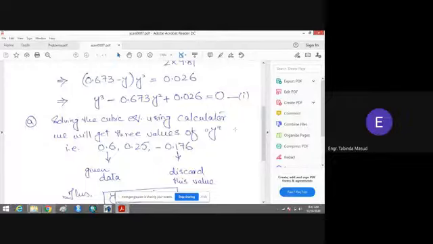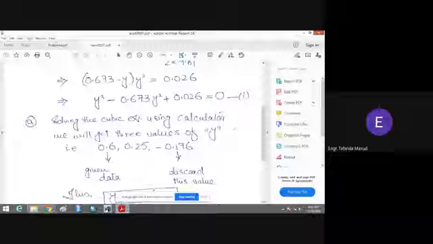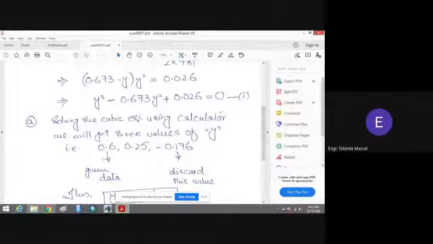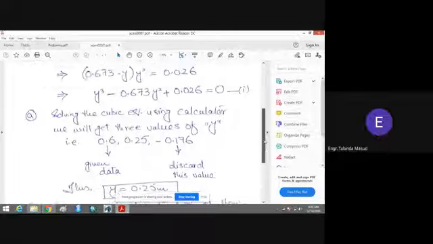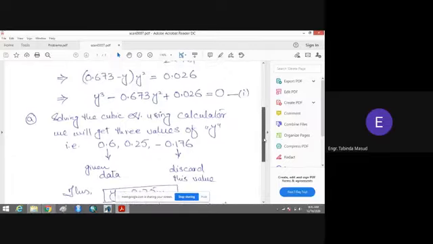Remember, whenever you solve the cubic equation, you will get the same situation. You will get one negative value which you have to discard, and one value which is already given in the data. So you have to choose the third value.